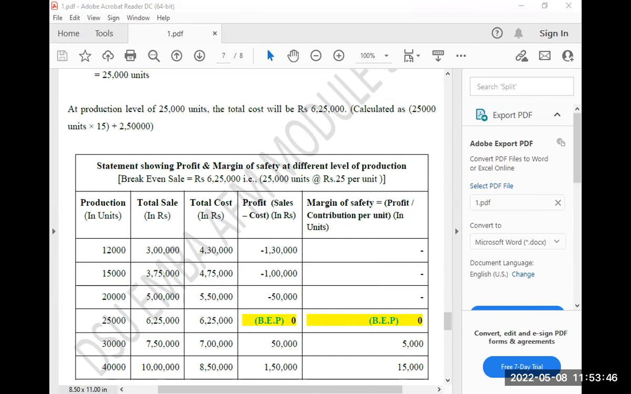Marginal costing. It's study material of the Institute of Chartered Accountants of India. We can make use of this material. Have you received it? Check it. If it is received, send it to the WhatsApp group.